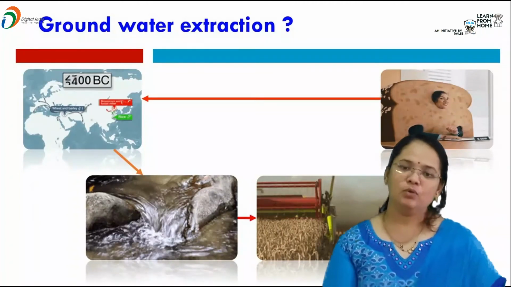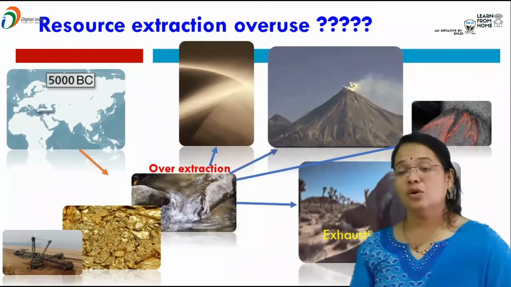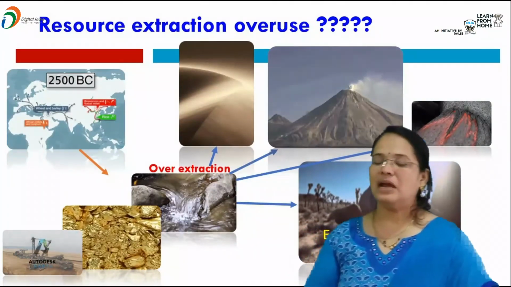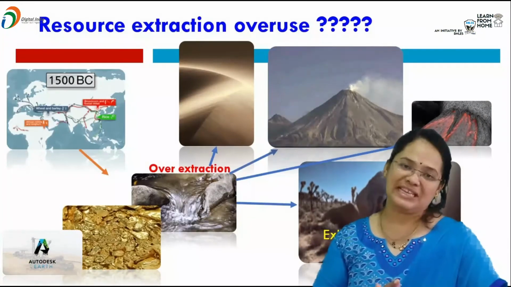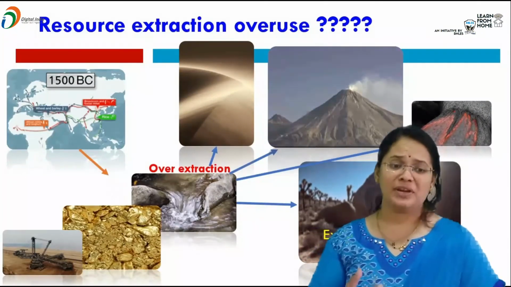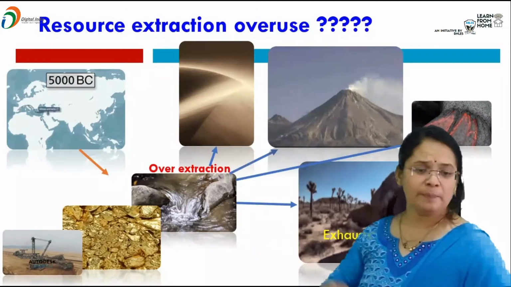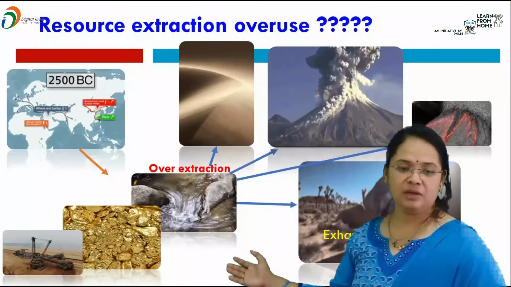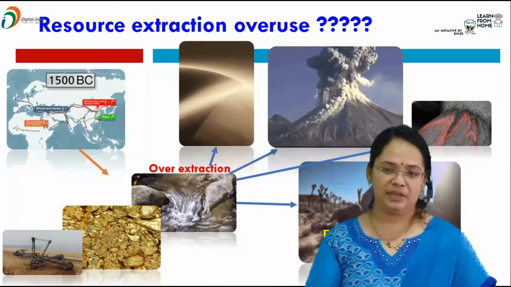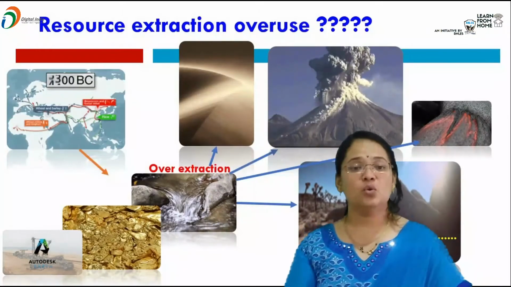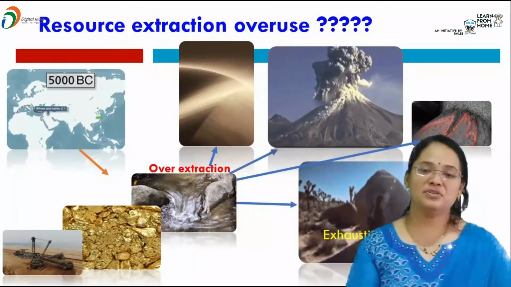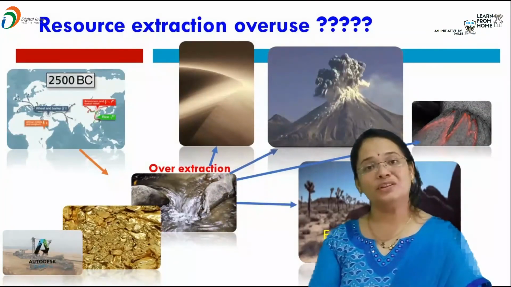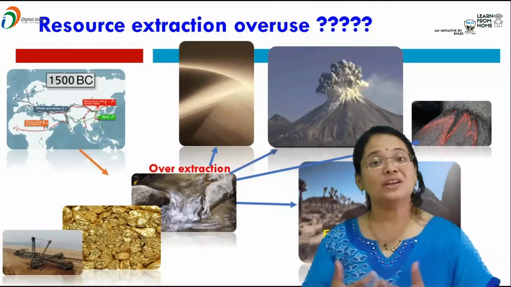Next is about overuse. Now the question is, we are speaking about overuse or extraction. Yes or no? By using resource extraction we are doing many things, for example, the extraction of minerals, of iron, gold, water, everything. And it is leading to overuse of these natural resources, and then it is having some effect on nature and on our life. So what are those effects?